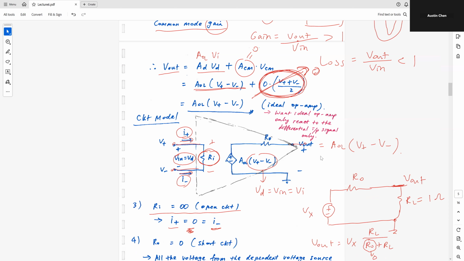So in other words, if I want to see the entire Vx appear across these two nodes, I really need this RO to be equal to 0. Ideally, I want this guy to be a short. So that's another way to look at it. When RO is equal to 0, then that means I have a short.